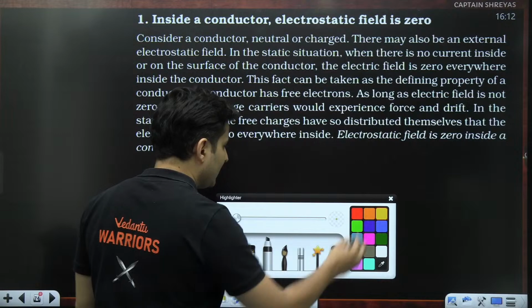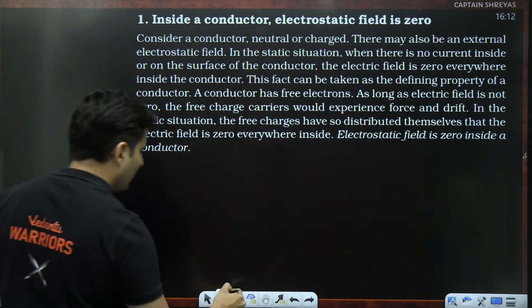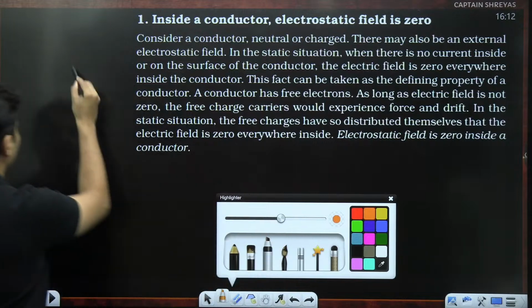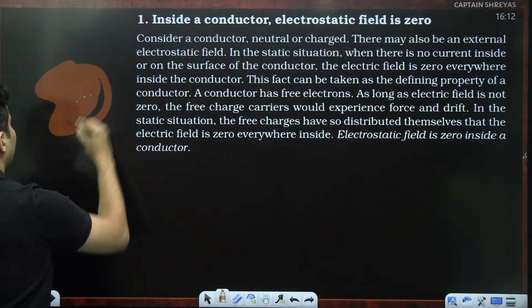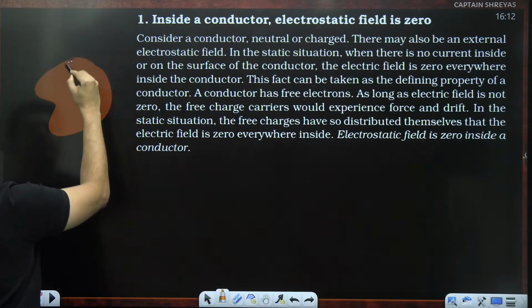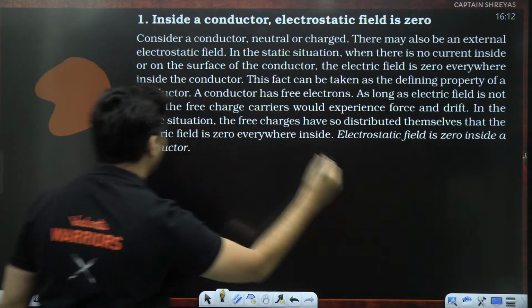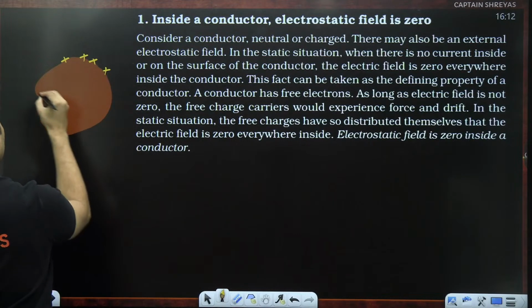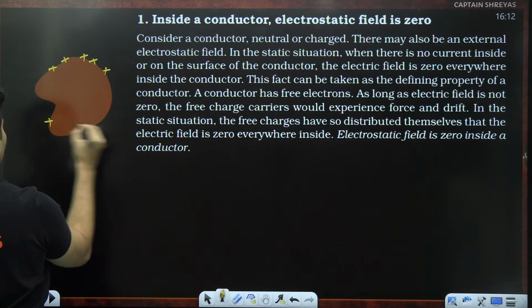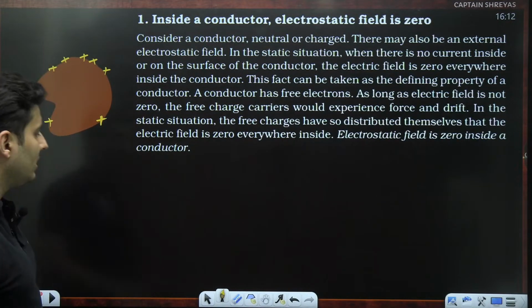Now, my dear students, imagine that this is a conductor. And on this conductor, there are some charges. Maybe there is one charge here, one charge here, one charge here, and so on, one charge at each of these places. So this is the distribution of the charges.